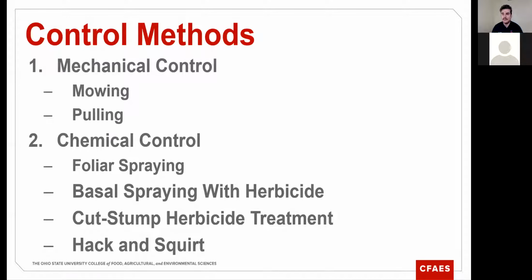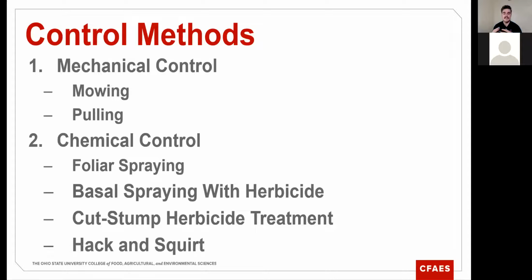And chemical control is the use of pesticides, specifically herbicides, to control your plant. And that can be done in a multitude of ways. Some examples include foliar spraying, so spraying on the green part or the leaf part of some of these invasives, and basal spraying with herbicide. So this is around the base on the trunk or the bark or stem of the invasive plant.